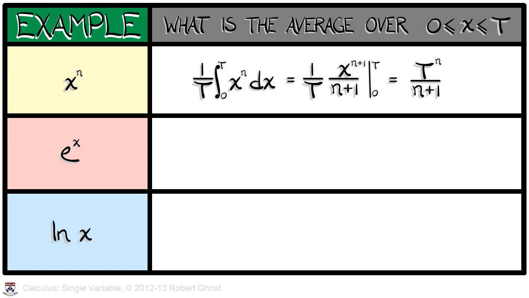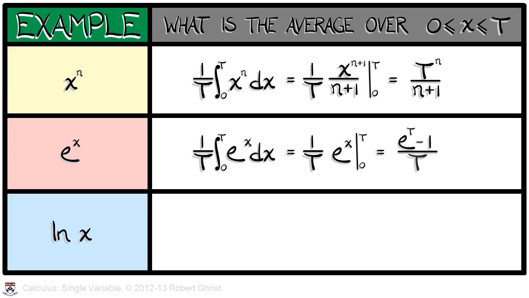What do you get? You get t to the n, that is the function evaluated at the right-hand endpoint, divided by n plus 1. That's the average value of x to the n over this interval. What about the exponential? E to the x goes beyond polynomial growth.